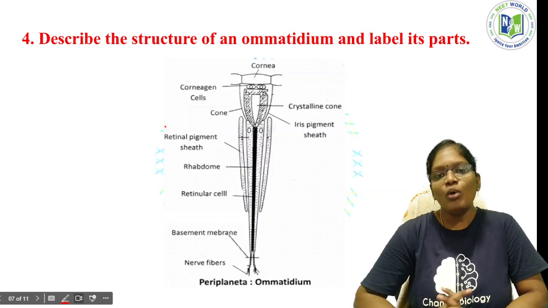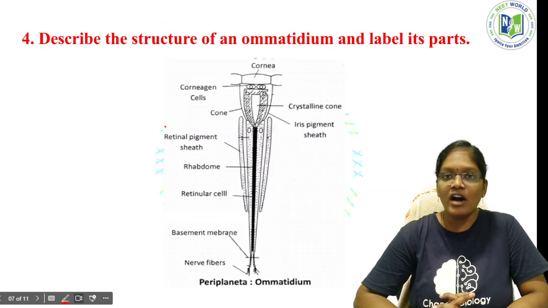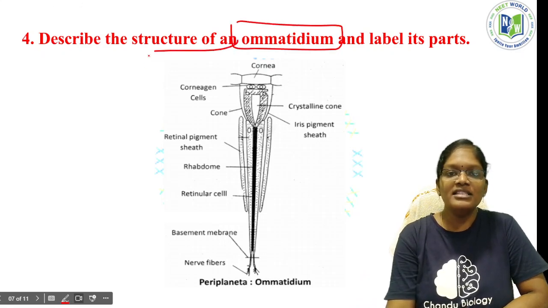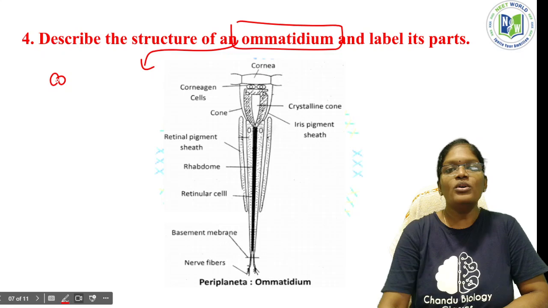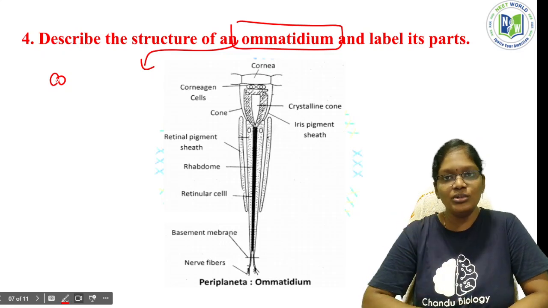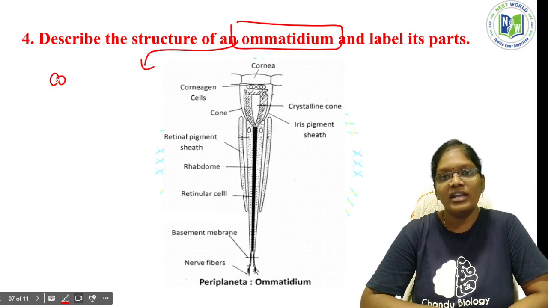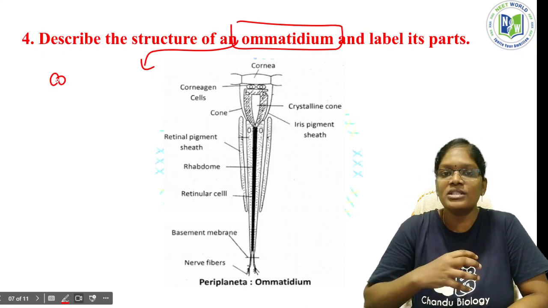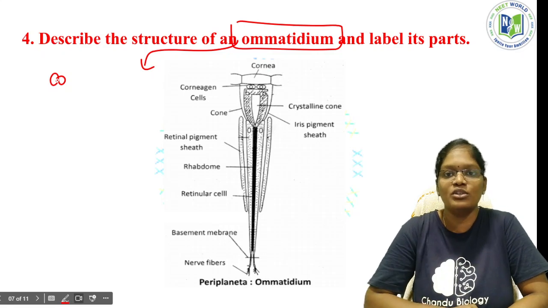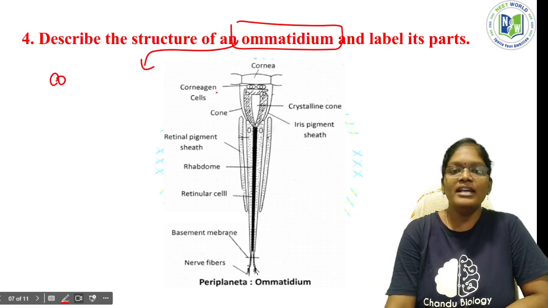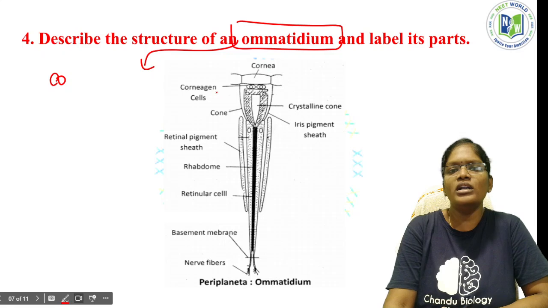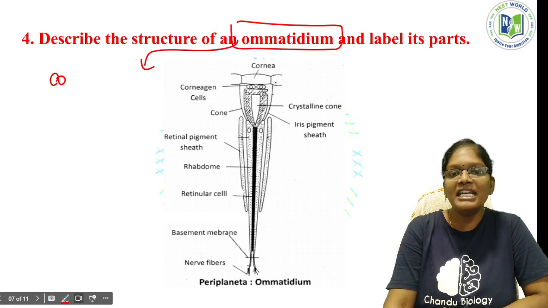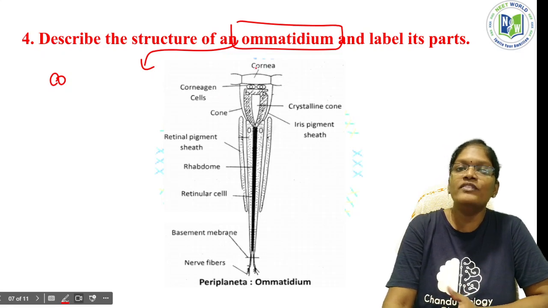Now, one of the most important characteristic features of arthropods is the ommatidium. Ommatidium, in the sense, is the compound eye. We can classify eyes into two types: simple eye and compound eye. The compound eye is made of ommatidia, and this structure is present only in the phylum Arthropoda. What are the structures present in the ommatidium? The ommatidium is the structural and functional unit of the compound eye.